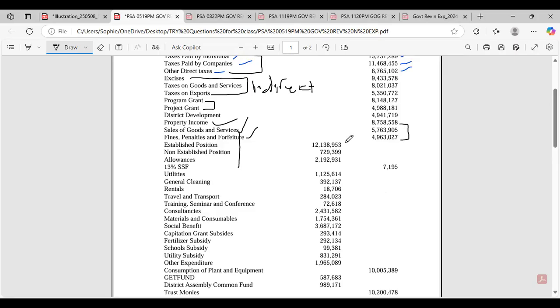So established post, non-established post, allowances, 13% SSF. Look at this. Established post, 1, non-established post, 2, allowances. We all know that this is an expense because it's at the debit side, isn't it? Yes. What will be the classification of this expense?